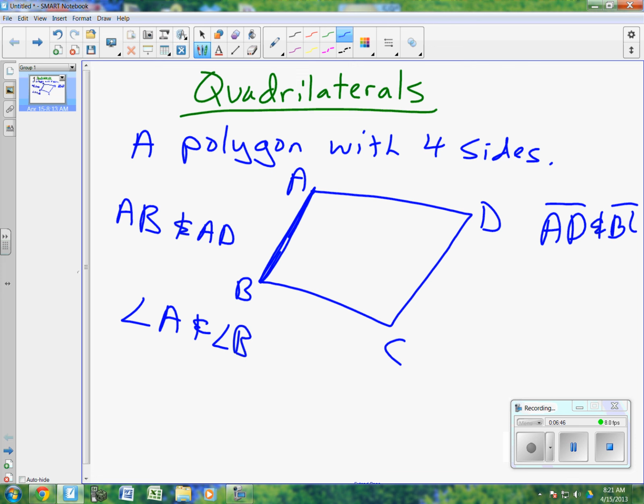Okay, and then what is a diagonal? Does anybody know what a diagonal is? Think of the word. You probably understand it just by the word. What is a diagonal?